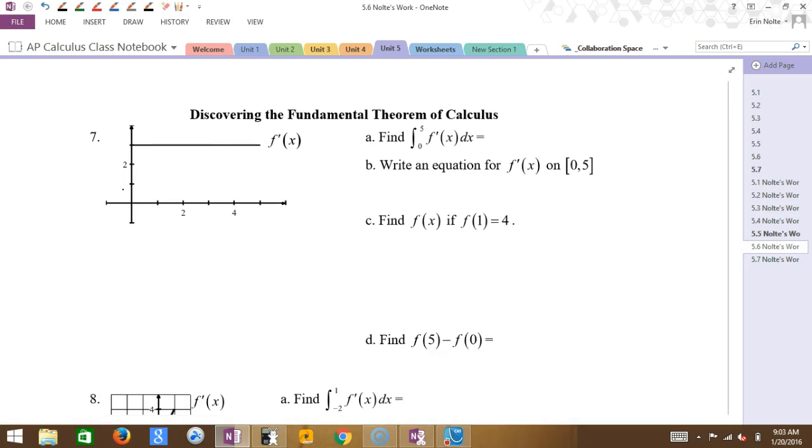All right, number 7. This one is going to help us figure out the fundamental theorem of calculus, which you haven't seen the formula for yet, but I think we're kind of getting there. First of all, they say find the area under the curve of our function, which they're calling the derivative of f, between 0 and 5. If I find the area underneath this line, it turns into a very nice shape, which is a rectangle. How do I find the area of a rectangle?